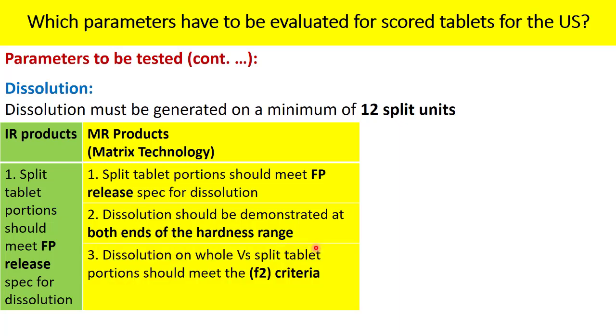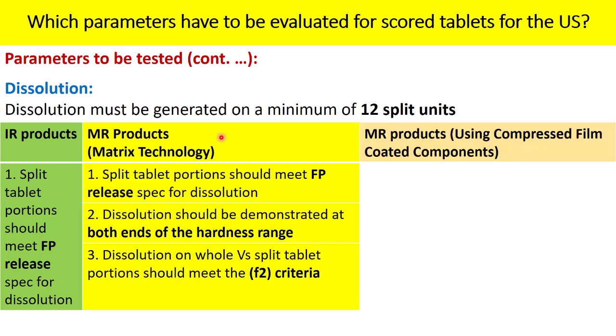And the third requirement is what? Dissolution on whole versus split tablet portion should meet the F2 criteria. So when you run the dissolution on the as-such whole tablet, you have the dissolution profile in your hand, and then conduct the dissolution on the split tablet now, understand what the release profile is, and then calculate the F2. So F2 calculation is required in case of an MR product with matrix technology. So these are the three requirements for the dissolution of the MR product in case you want to split a tablet.